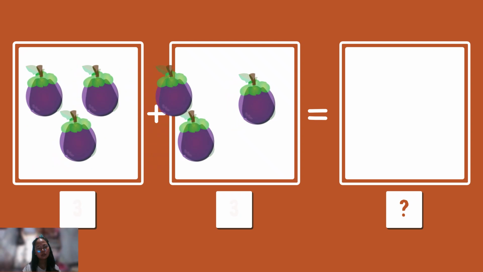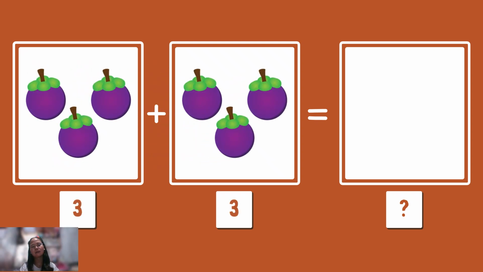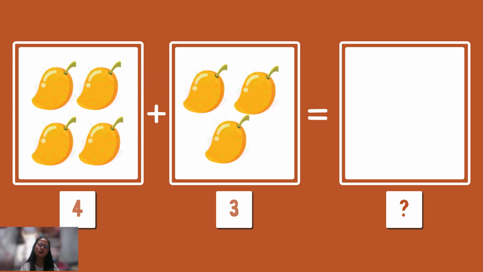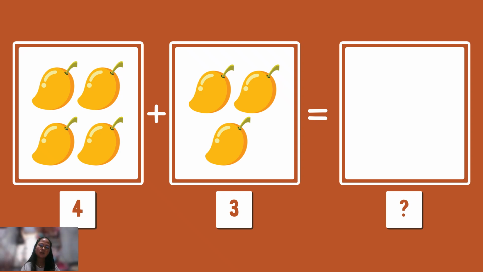How about this one, the eggplant? 3 plus 3, that is 6. Good job. How about the dragon fruits? Okay, 6 plus 2, that is 8. Very good. How about the mango? This is the last part of our lesson. 4 plus 3, that is 7. Very good. Clap your hands, learners, because you learned a lot today.